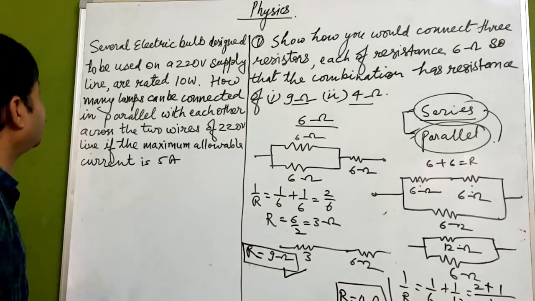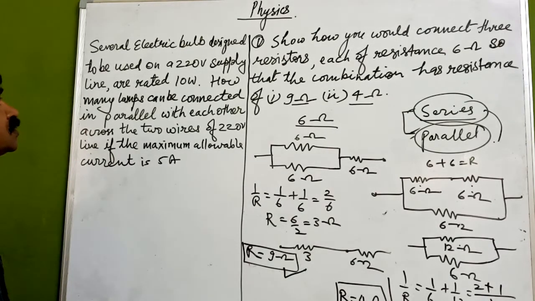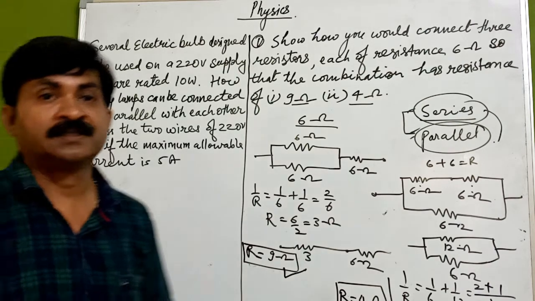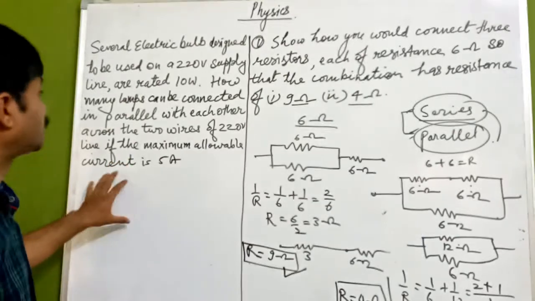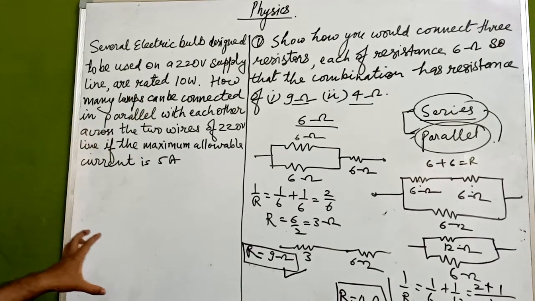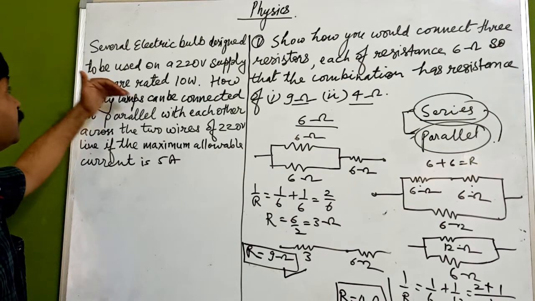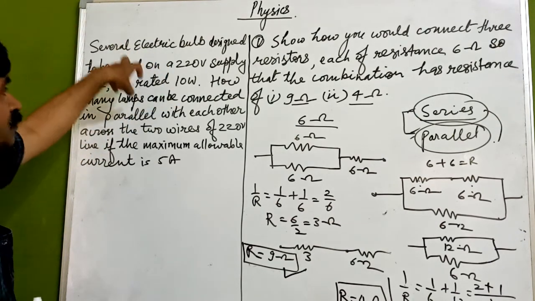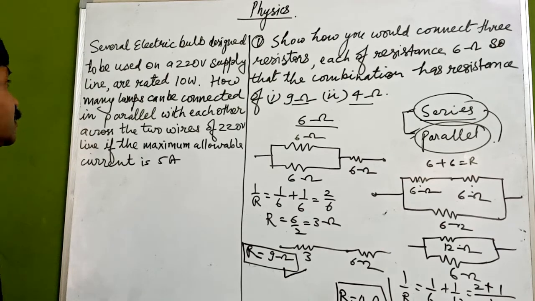Several electric bulbs designed to be used on a 220 volt supply line are rated 10 watt. How many lamps can be connected in parallel with each other across the two wires of 220 volt line if the maximum allowable current is 5 ampere? Now see, this question is based on electric power as well as Ohm's law. दोनों पे बेस्ड है. अब यहाँ पे देखें ये किस पे बेस्ड है? Ohm's law और इलेक्ट्रिक पावर सप्लाई पे बेस्ड क्वेश्चन है.